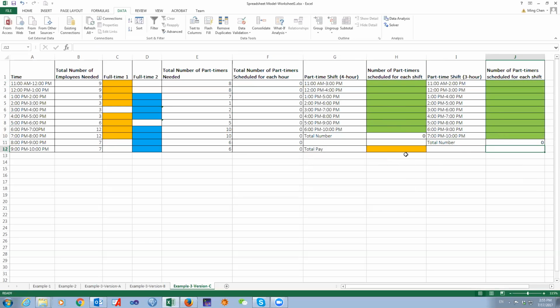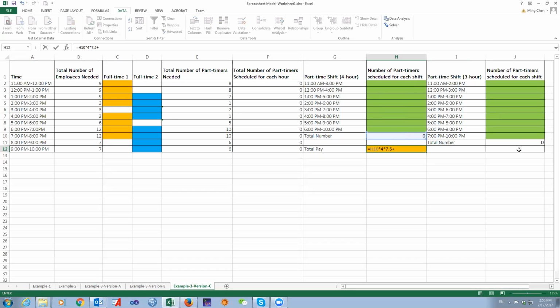Now, the last thing we need to fill is the total pay. Based on the number of people we hire for the 3-hour shift and the 4-hour shift, what is the total pay? What is the labor cost per day? First of all, let's look at the 4-hour shift. This number, H10, represents the total number of people we hire for 4-hour shifts. Each of those people works 4 hours a day, and they're paid $7.50 per hour. So that is the total pay for the 4-hour shift.